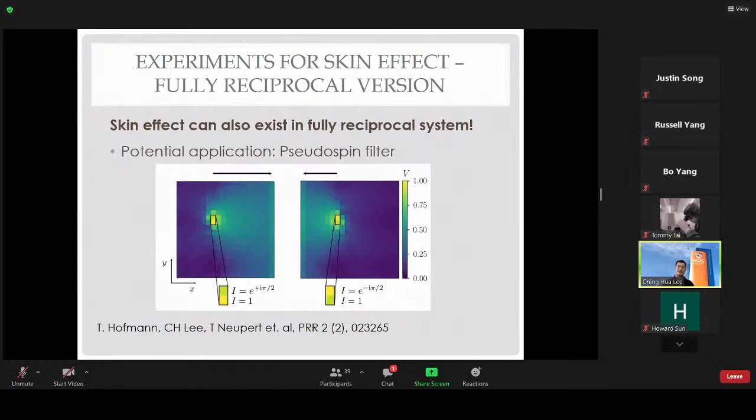So one application of this would be a pseudo spin filter, because in this case, certain kinds of pseudo spins will experience the skin effect in one direction, and other pseudo spins will experience another kind of amplification in the other direction.